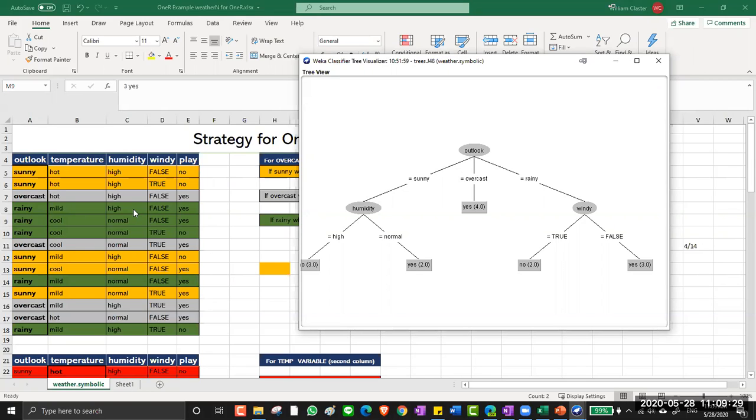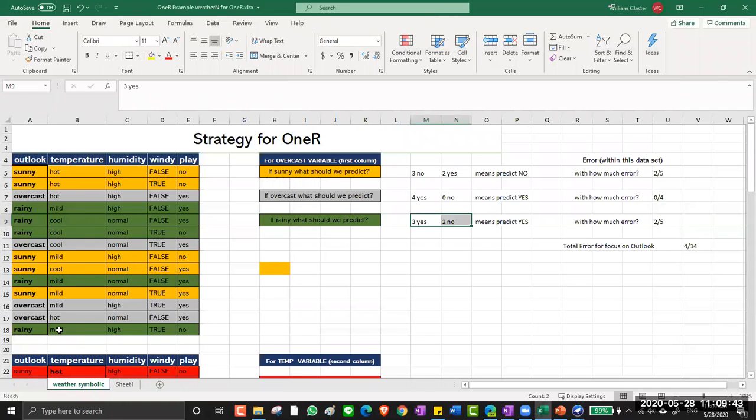So what we do is we reduce our data set only to the green ones. Then we do the same thing that we did before with OneR. We look at temperature just for the green ones, and we see what kind of result we get. How many errors do we get if we look at temperature just with the green ones? How many errors do we get if we look at humidity just with the green ones? How many errors do we get if we look at windy just with the green ones?